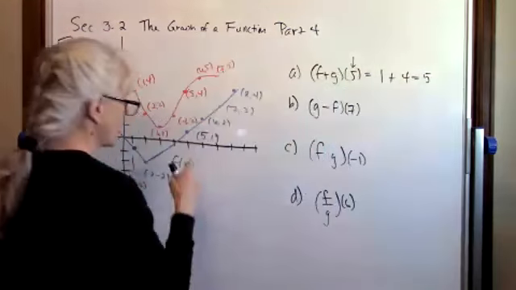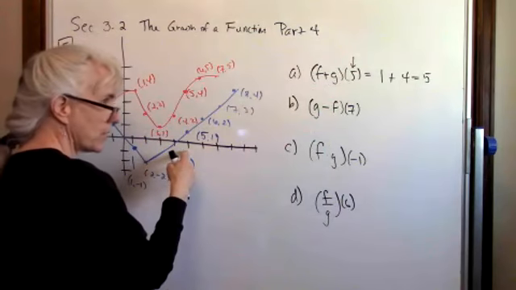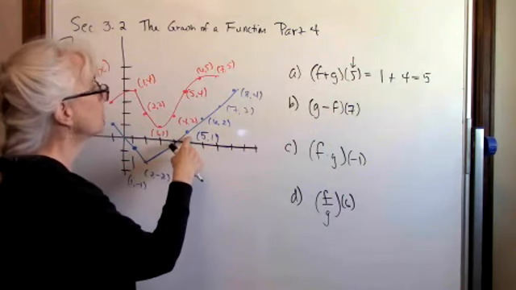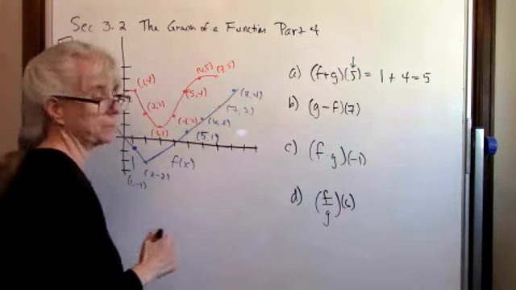So again, I went to the x value of 5, that's over here, and I'm looking for the output values for both the blue function and the red function. The blue function has an output of 1. The red function has an output of 4, so I'm going to add those two outputs together.